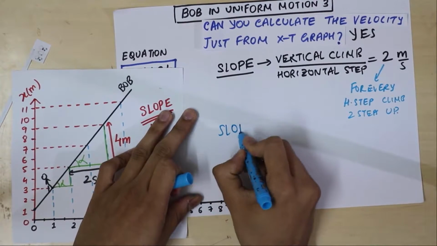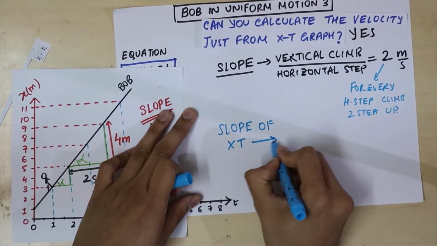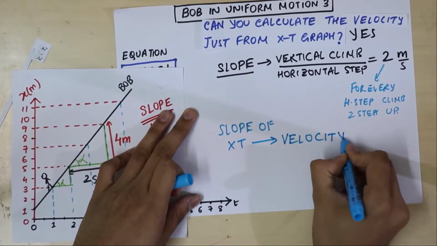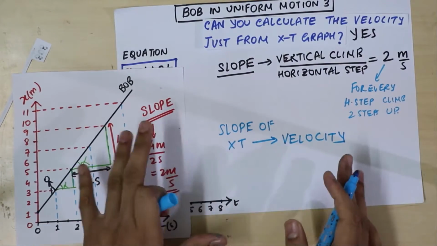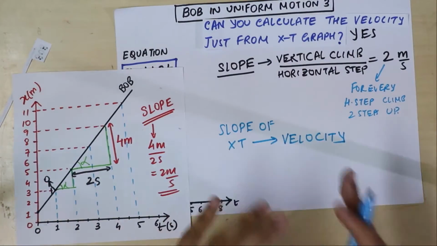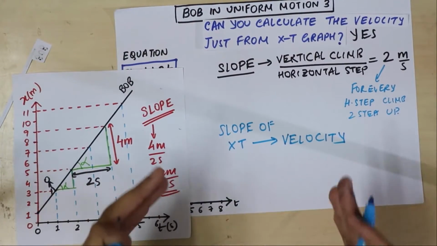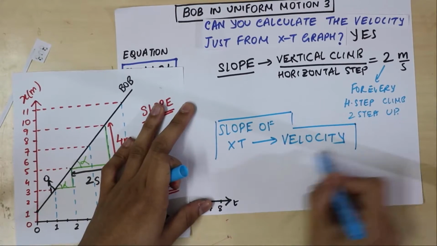The slope of xt gives velocity. Is it average velocity? Is it instantaneous velocity? Remember, uniform motion, guys. Same thing, same thing. What if it's not uniform? We'll talk about that some other time. For now, let's concentrate on the important thing.